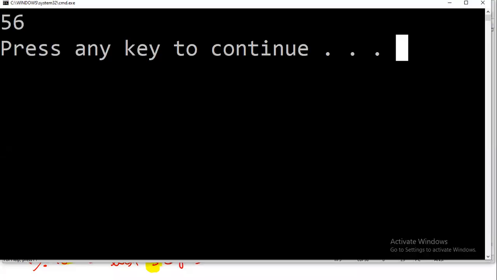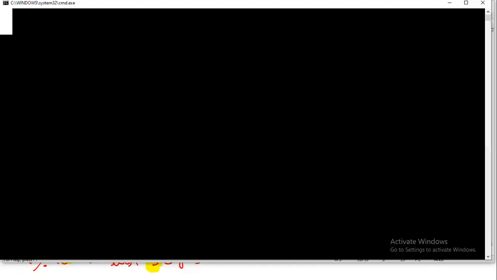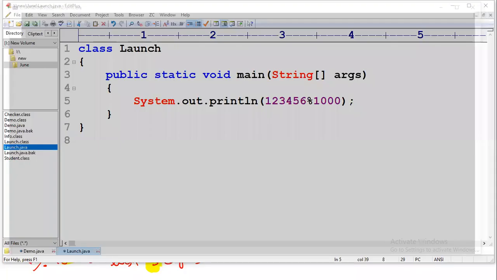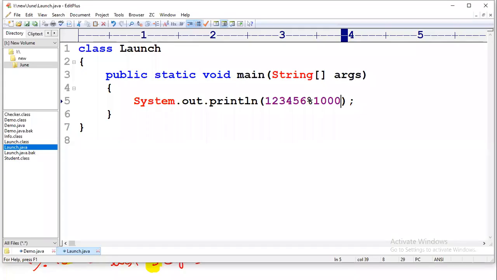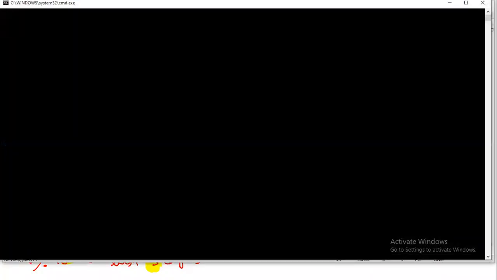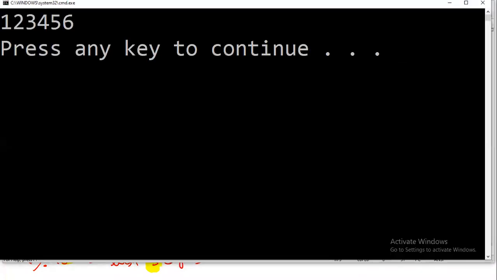See, if I use mod 1000, how many zeros are there in 1000? Three zeros are there, so I'll get the last three digits: 4, 5, 6. So simple. Let me write it like this: how many zeros are there? 1, 2, 3, 4, 5, 6 zeros are there. If I have 6 zeros, I'll get the last 6 digits. So I should get all the numbers here. See, I got all the numbers.